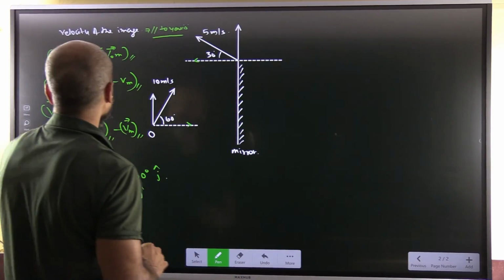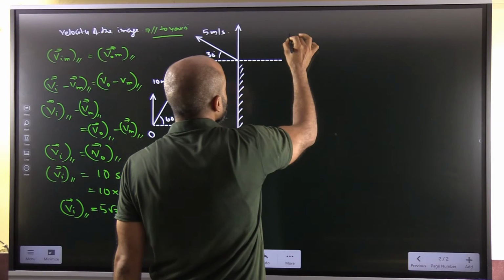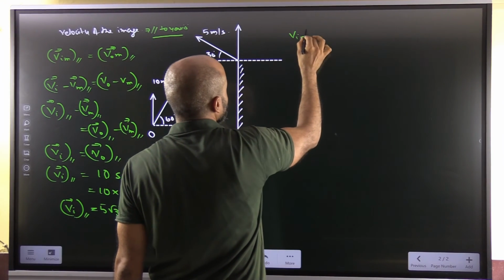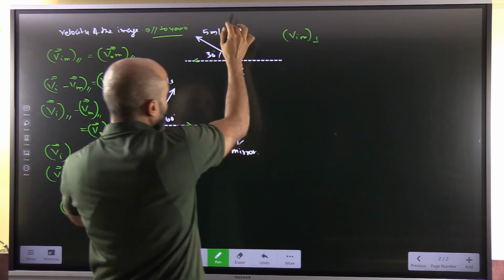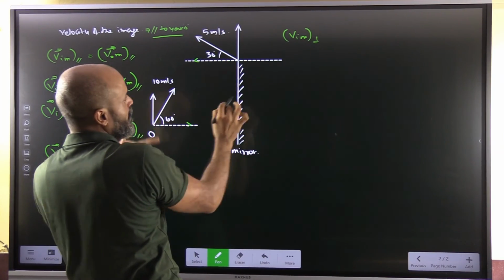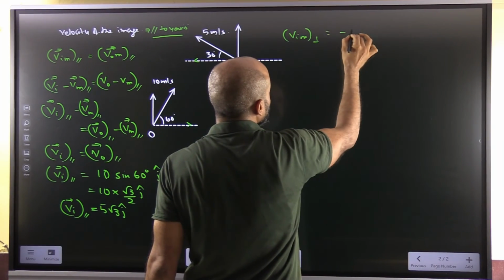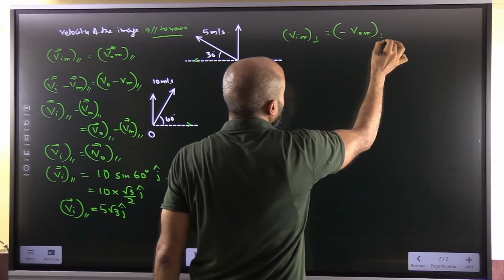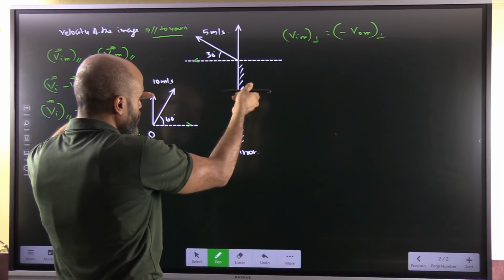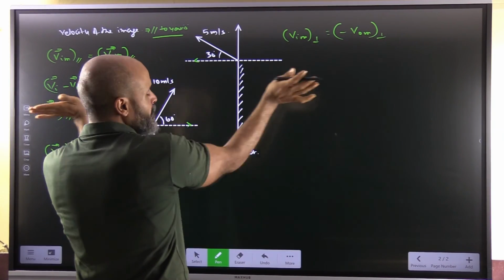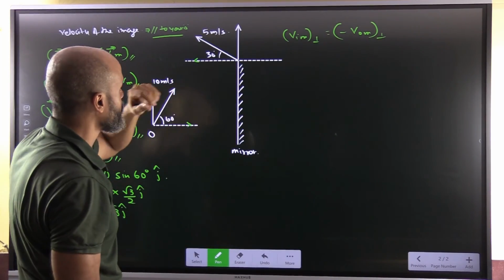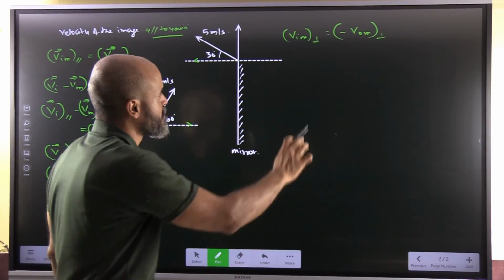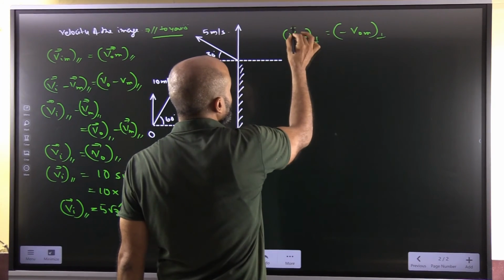Okay, now let's come to the x component. Now velocity of image with respect to the mirror along the perpendicular component to the mirror will be equal to obviously minus of velocity of object with respect to mirror along the perpendicular component, because both will be moving towards each other or away from each other, whatever is applicable. So here both are moving towards each other, so this will be minus velocity of object with respect to mirror along the perpendicular component.